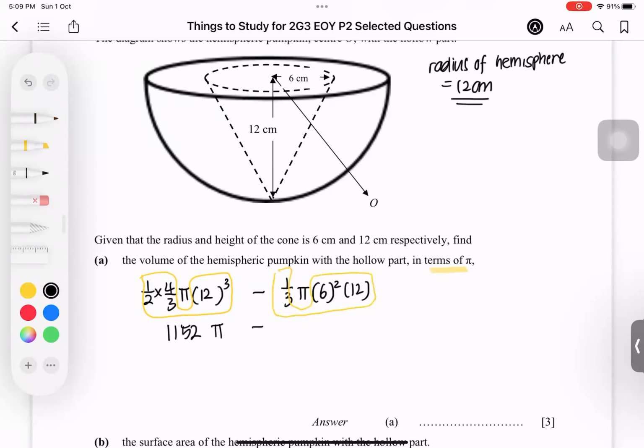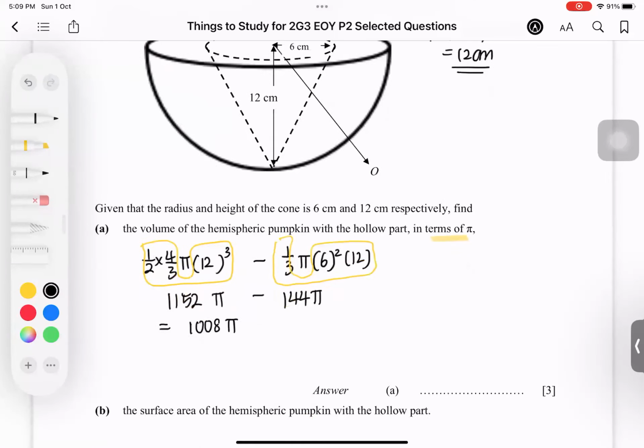So this one will be 1 over 3 times 6 squared times 12 to give me 144 pi. So you've got so many apple pies minus another apple pie. So 1152 minus 144 gives me 1008 apple pies. Okay, have you gotten the concept?